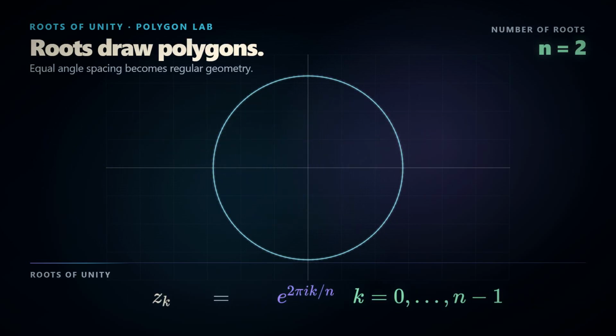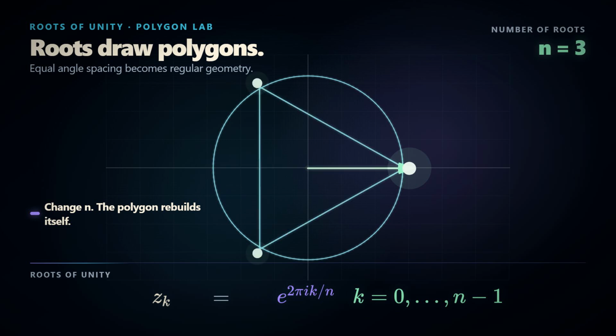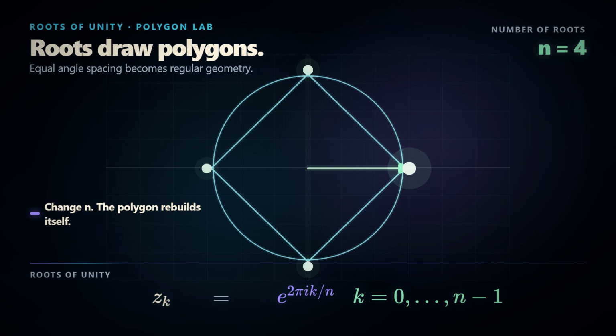Set the target to 1 and vary n. Draw n equals 2. The roots are 1 and -1, opposite ends of a diameter. Change to n equals 3. An equilateral triangle appears. Advance to n equals 4. 1, i, -1, and -i make a square. Every root lies on the unit circle, and neighbors are separated by 2 pi over n.